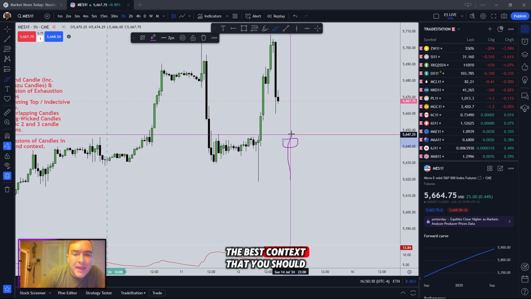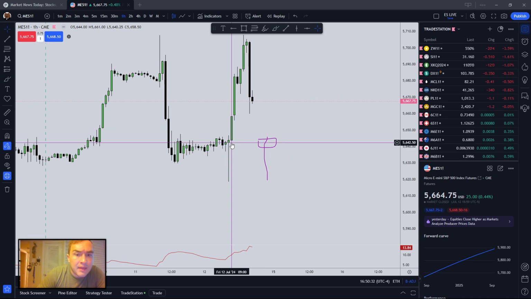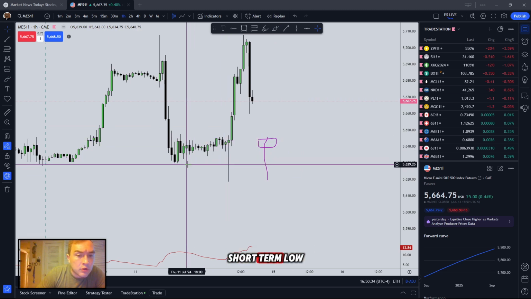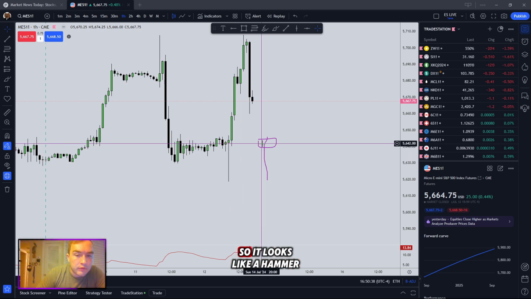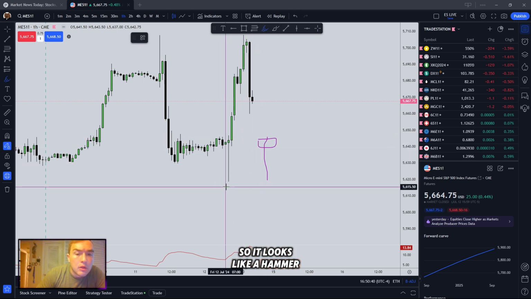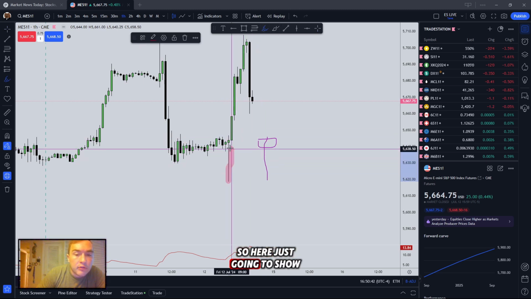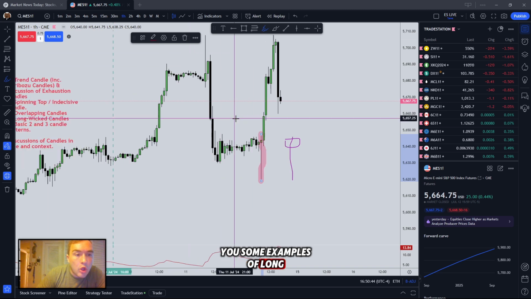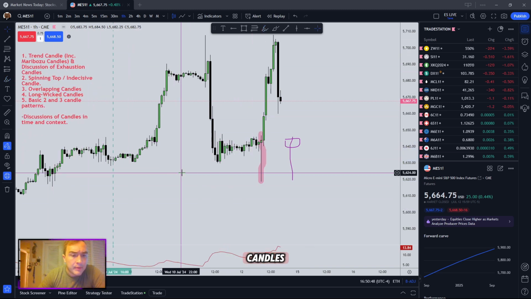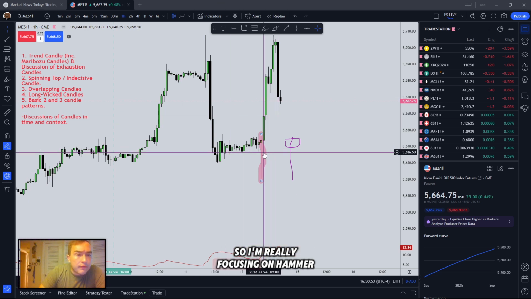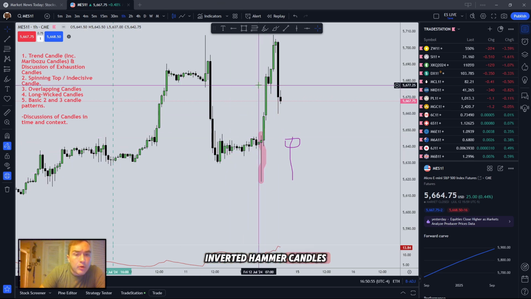And the best context that you should know is that the market should have reached a new short-term low, and then it should have rallied and closed higher. So it looks like a hammer. So here, I'm just going to show you some examples of long-wicked or hammer candles. There are long-wick spinning top candles, but those aren't what I'm focusing on here. So I'm really focusing on hammer and inverted hammer candles.